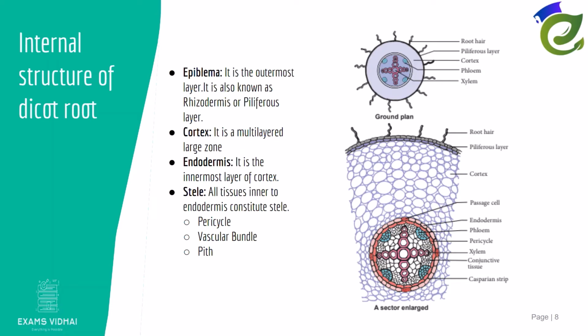The tissue present between xylem and phloem is called the conjunctive tissue. In dicot root, it is made up of parenchyma. And then finally, coming to the center, the last class of tissues is called pith. The pith is present in young roots, whereas it is absent in the old roots.